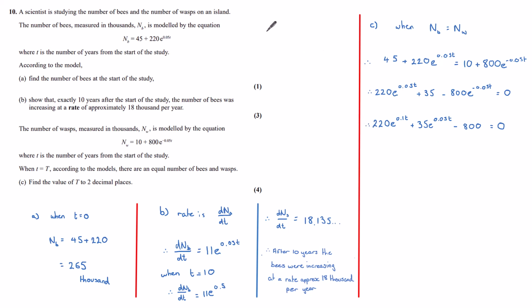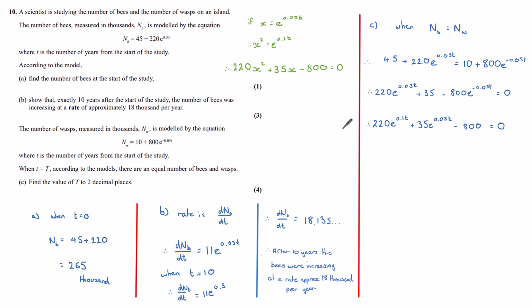Let's just look at what's happening here. It's a little side note. If x were e to the 0.05t, then x squared would be e to the 0.1t. When you multiply indices, we're adding them. So x squared would be e to the 0.1t. And so this could be written as a quadratic 220x squared plus 35x minus 800, where our x is our e to the 0.05t.